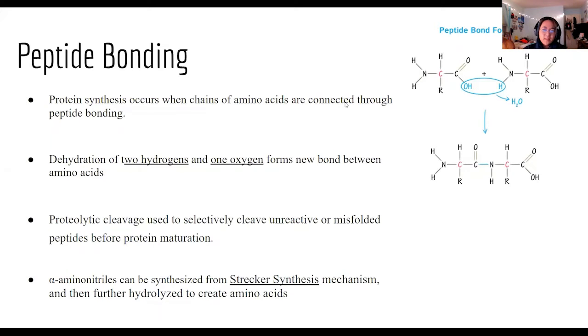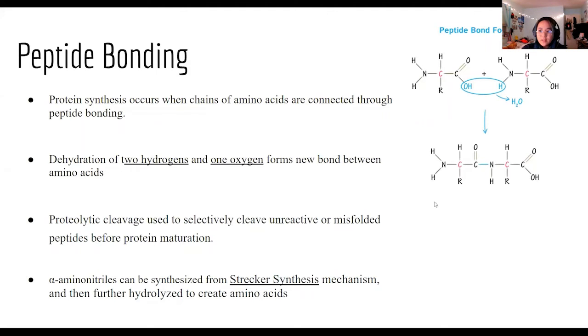Okay, so peptide bonding. Proteins are synthesized through peptide bonds, and peptide bonds are formed between two amino acids. On this group, there is the carboxyl, and on this group, this is the amino group. These two groups get closer together, and through dehydration synthesis, where a molecule of water leaves, a new amide bond is formed between this carbon and this nitrogen.